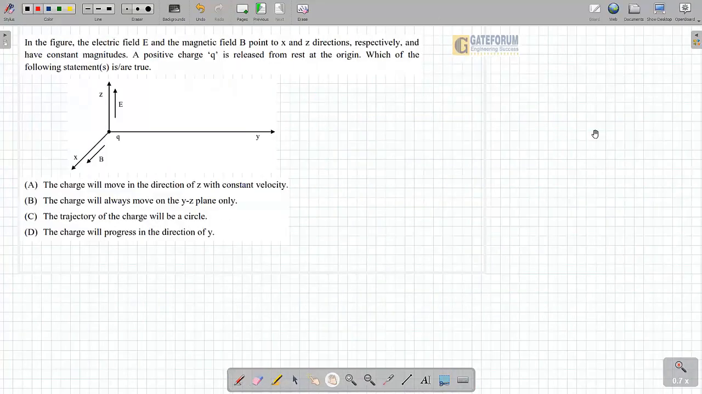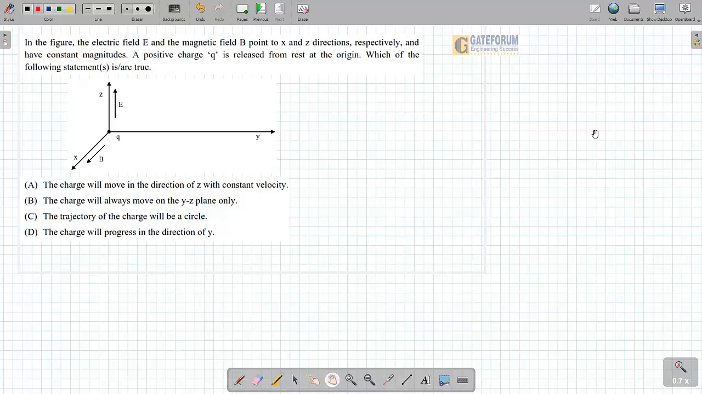Question from electromagnetic fields in the electrical engineering paper. The question is basically about electric and magnetic fields acting on a charge. We have to see, by looking at these statements, which of the following statements, may be single or multiple, may be true. The first thing mentioned in the question is slightly different from the figure. The electric field is along the z direction and the magnetic field is along the x direction, which we can see from the figure. But in the question it is mentioned electric field along the x direction, magnetic field along the z direction. So there's some mismatch.